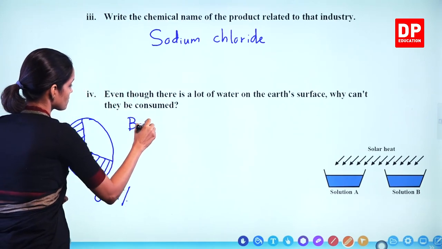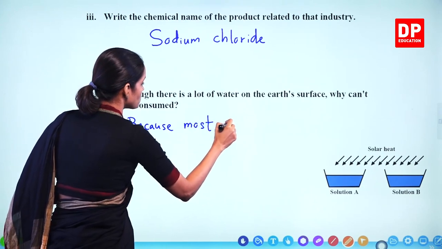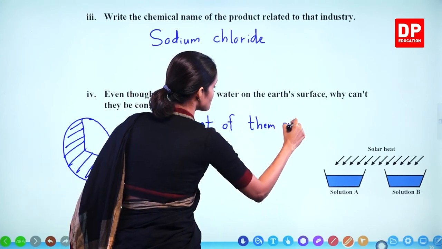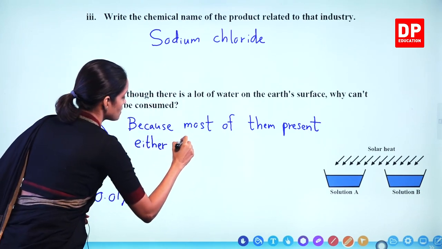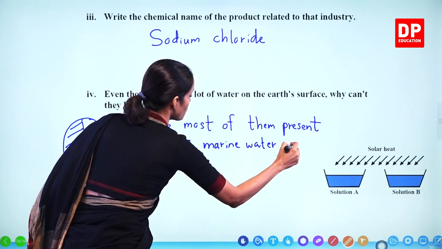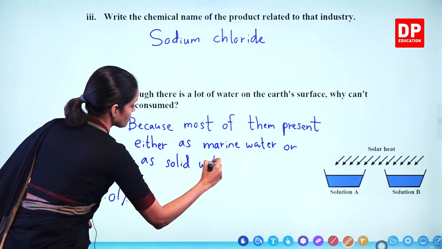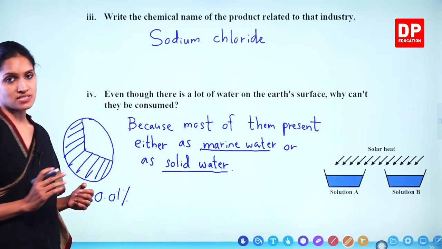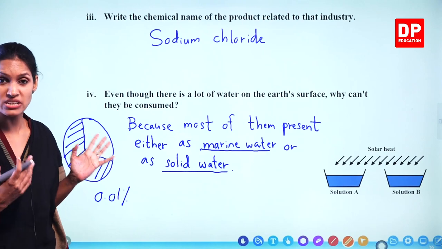Even though there is a lot of water on the earth's surface, why can't it be consumed? Because most of it is present either as marine water or as solid water. Marine water or solid water. This is the answer, right? Because most of it is present either as marine water or as solid water, so we can't consume it.